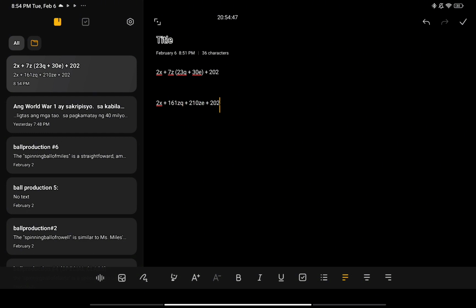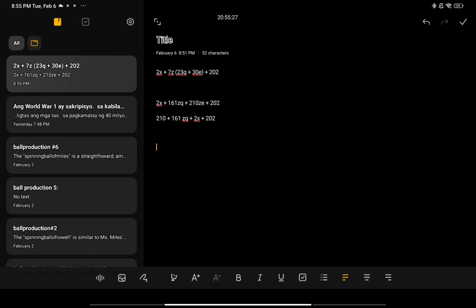Now you have to arrange it so that you can get the correct answer. We'll start out with 210 because the variable ends with an e while the other one ends with q, so e is the first one. So plus 161zq. If there are two variables, it must be arranged this way, plus 2x plus 202. This is your answer right here.